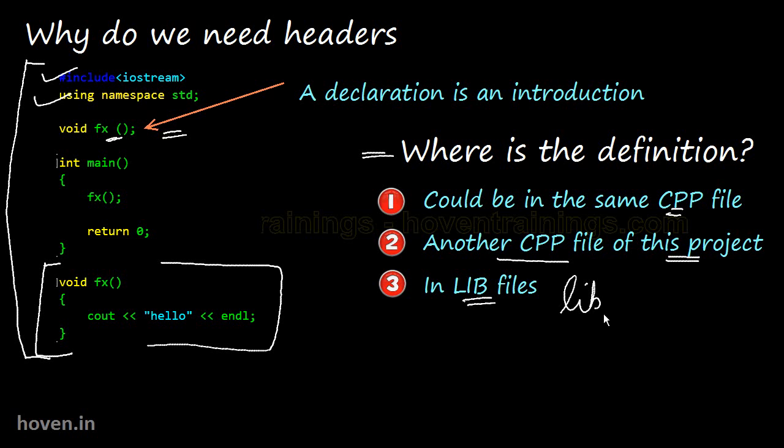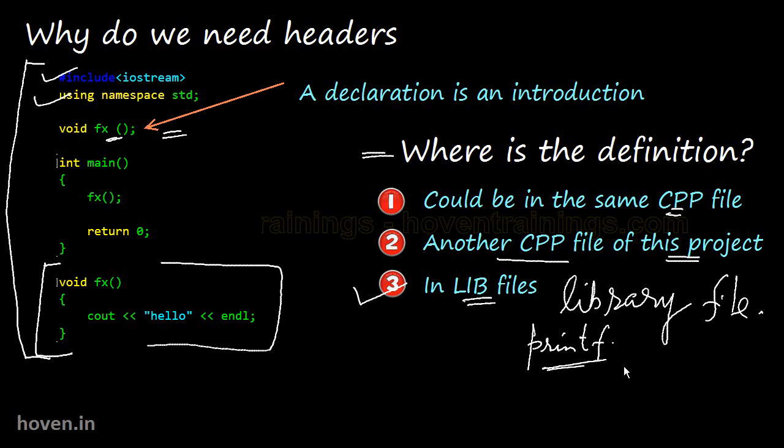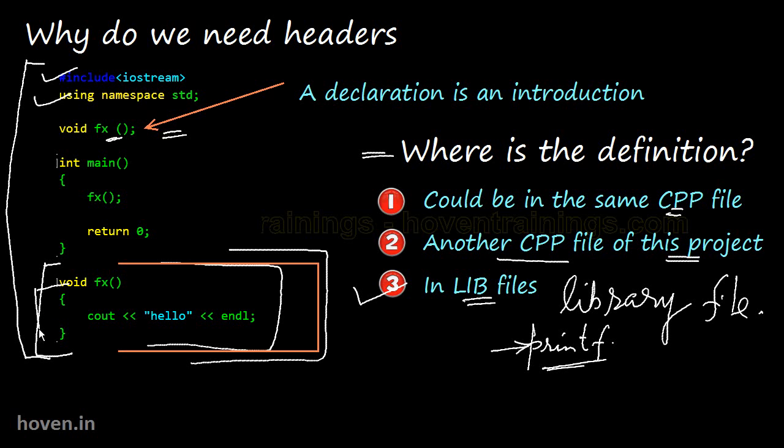Lib is a library file. Library files are compiled, pre-compiled files. And this is usually a very common case. For example, the function printf is in an external lib file. The printf we very commonly use. The code for this is in an external file. The definition is in an external lib file. In our program, the definition is placed after the main function. This definition contains the code body of the function.